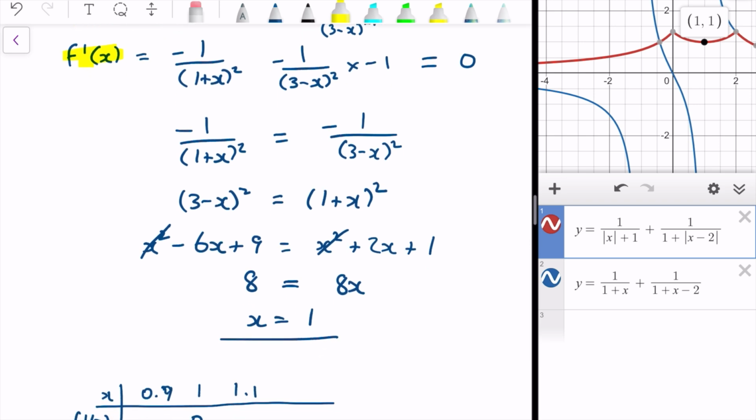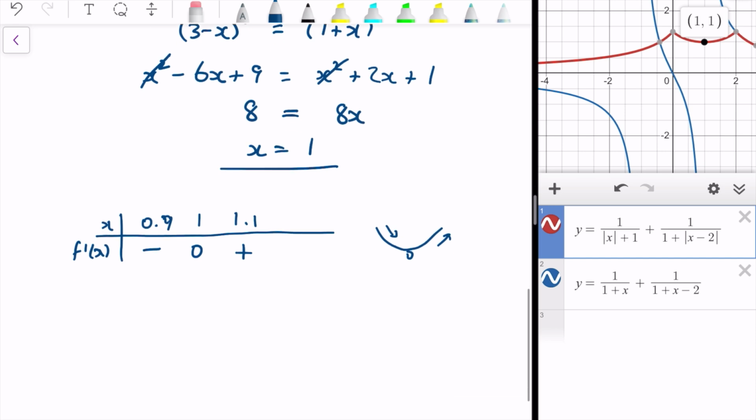Sub in 0.9 into it, and you'll find that it's a negative. Sub in 1.1 into it, you'll find it's a positive because the graph goes like that. So it's going down, then 0, then back up. That's our first derivative test, and that will tell us it's a minimum.